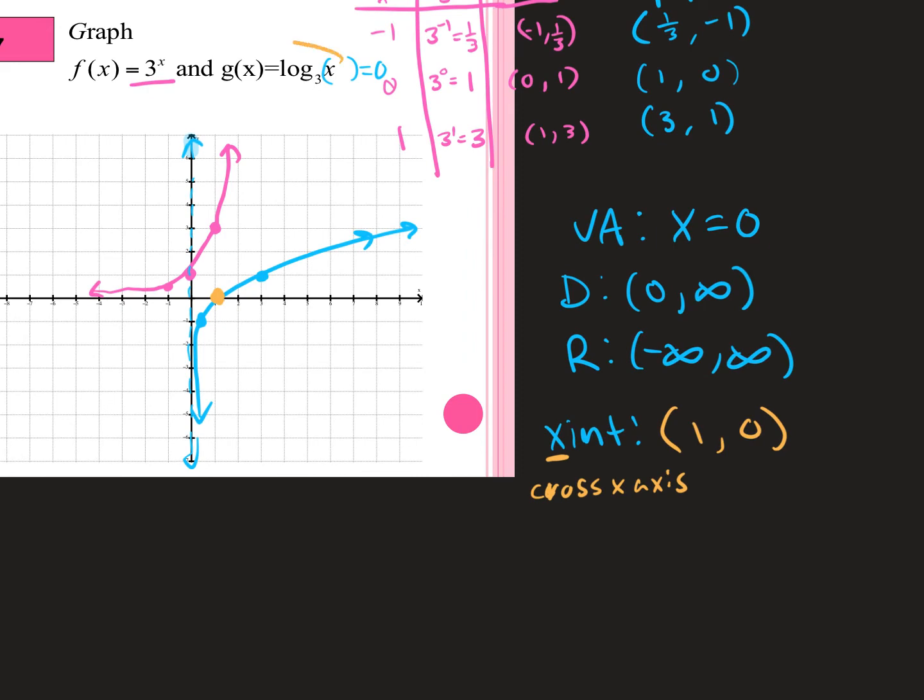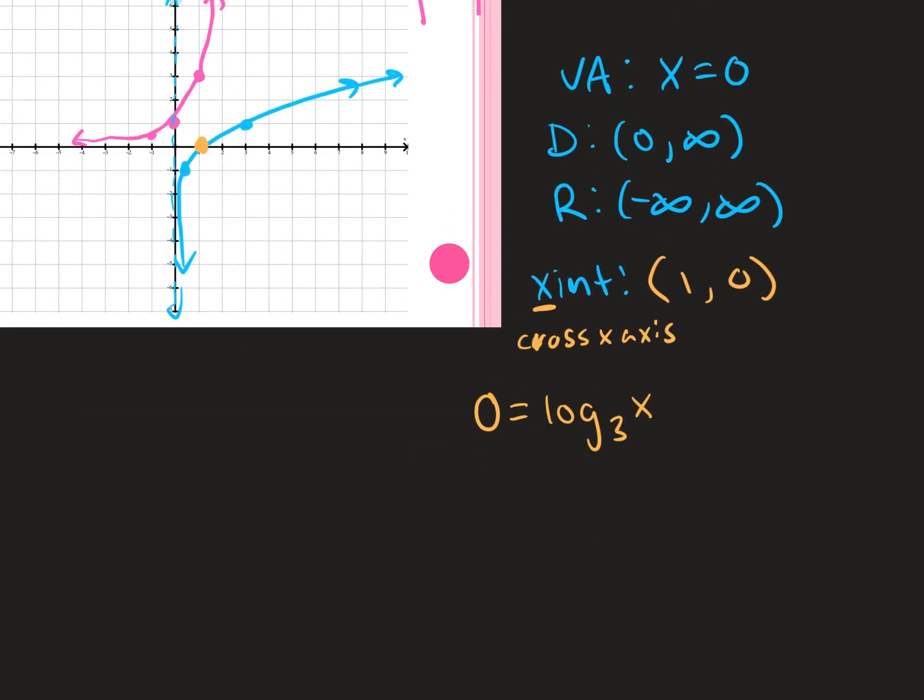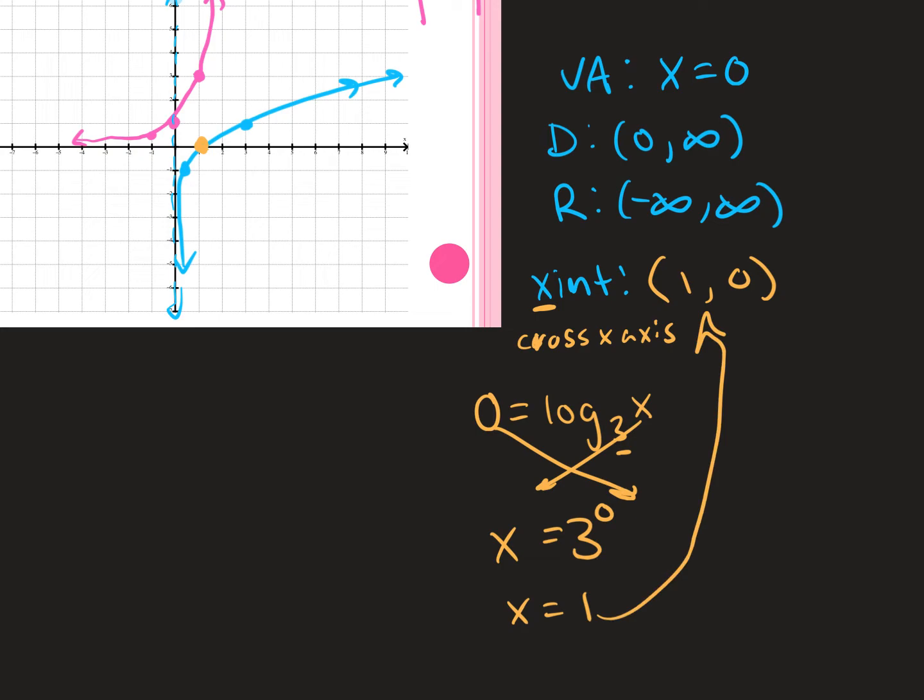So using this function here, we're looking at our log one. If I plugged in 0 for y, so 0 is equal to log base 3 of x. I start with my base, and then the other two flip positions. So x is equal to 3 to the power of 0. So x would be equal to 1, which is the x in our x-intercept.